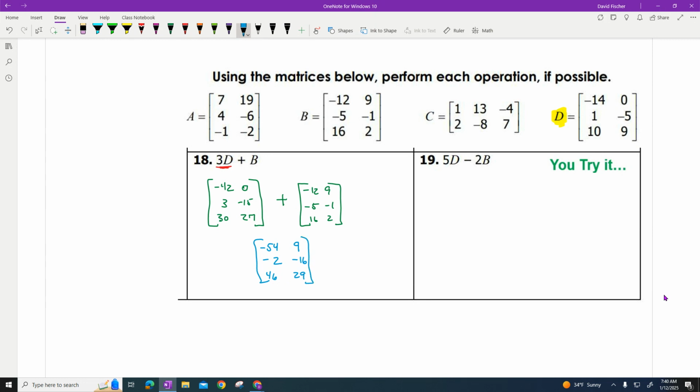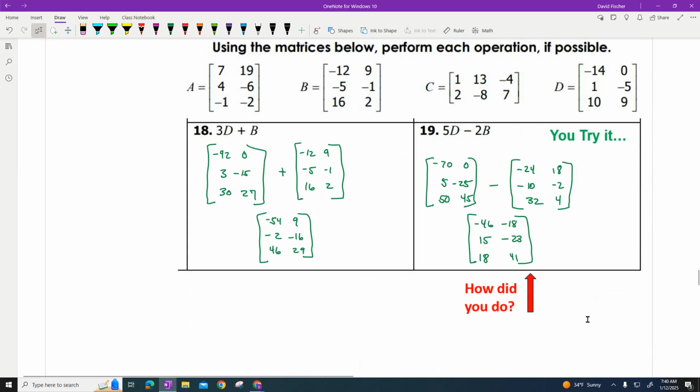Okay? Alright, how about you try this one? Now you're going to take 5 times D, so you're going to take 5 times everything, and put it right there in the matrices. And then you're going to take negative 2 times everything on B here, and, well, let's do it this way. This would be easier. 2 times B, because we're going to have a minus sign in there. Take 2 times everything on B, put it in your matrices there, and then we're going to subtract these two. Okay, so it's going to take you a little bit, but go ahead and do those. Pause your video, and let's see how you did on the next slide here.